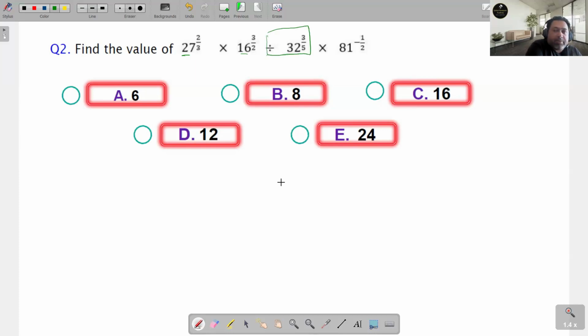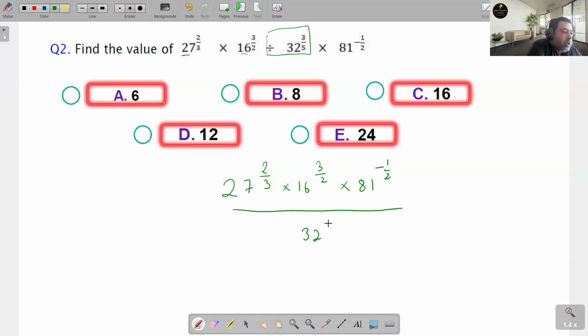So we'll keep this as a fraction and make it look like this: 27 raised to the power 2 by 3 into 16 raised to the power 3 by 2 into 81 raised to the power minus 1 by 2, and this is being divided by 32 raised to the power 3 by 5. We can do this because multiplication and division are the same level of operation in PEMDAS.